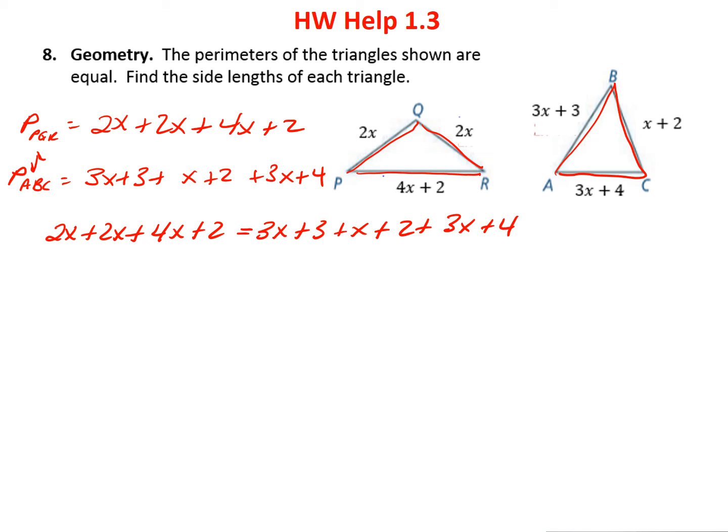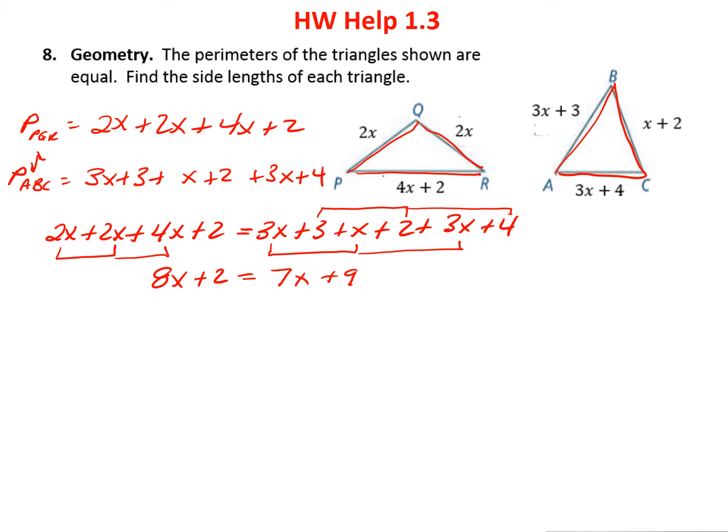And now, to simplify this, we just need to add all the like terms. Notice here I have 2x plus 2x plus 4x. 2 plus 2 is 4, plus 4 is 8x plus 2. Just combining like terms. Here I have 3x plus x, that's 4x, plus another 3x. So 3 plus 1 is 4, plus 3 is 7x. And then we add here, we have 3 plus 2 plus 4. So 3 plus 2 is 5, 5 plus 4 is 9.